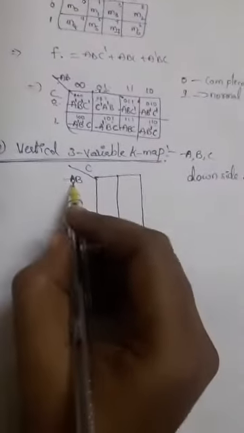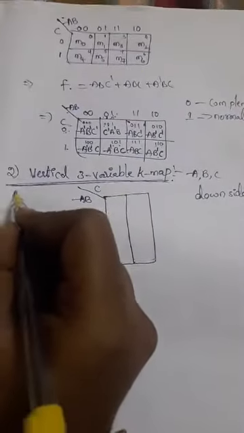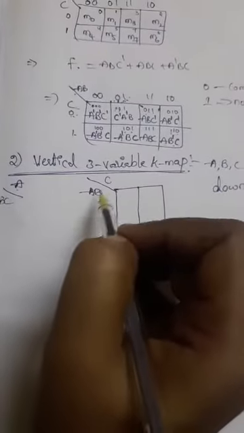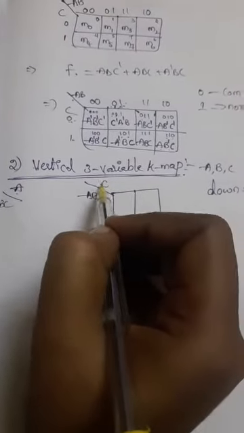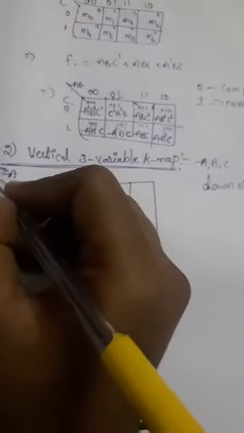You can interchange the variables like this also. You can represent at the top side A and BC here. That means you can interchange the variables now. A here, that means you can consider a single variable for A here, and the remaining 2 variables you can indicate here, BC. So you can always interchange the variables like this.